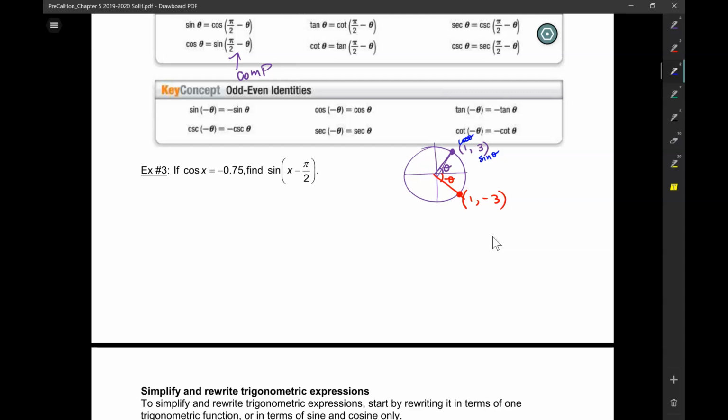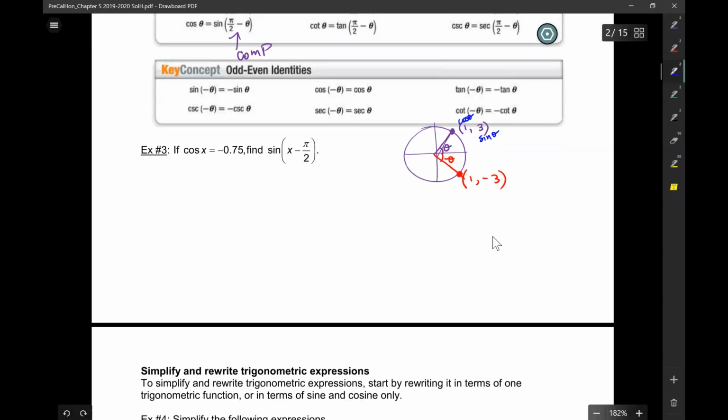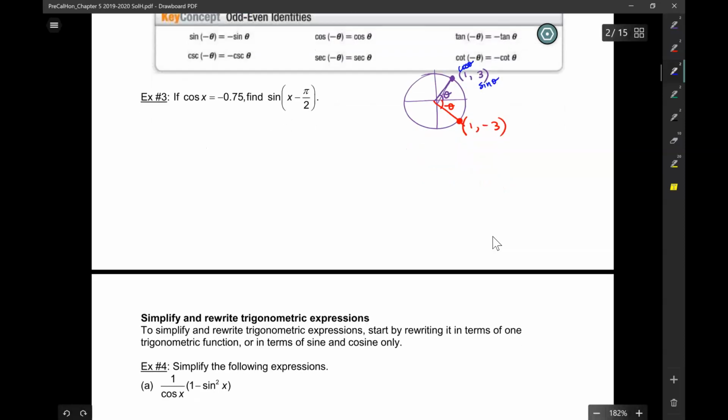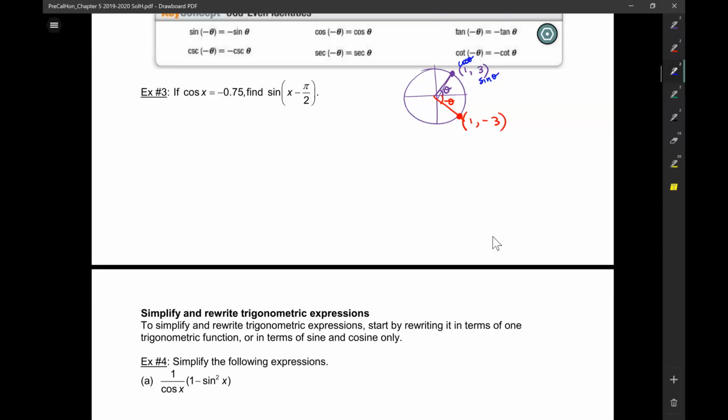Tangent also has to switch sign. Because look, what's tangent of theta here in my example in purple? 3. What's tangent of negative theta? Negative 3. It's got to be that way because the y value is changing to negative. Is negative sine of negative theta equal to sine of theta? Yes.